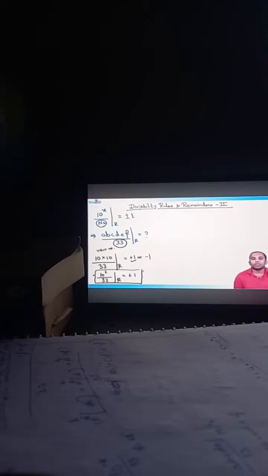If 10 square by 33 is giving me a remainder of plus 1, that basically means every multiple of 10 square on dividing by 33 will give me a remainder of plus 1 only. That means 10 raised to 4 by 33, what is the remainder? Same, it is plus 1 only, because 10 square into 10 square by 33 gives remainder 1 into 1, 1 only. Similarly, 10 raised to 6 by 33 is also 1. Like that, every multiple of 10 square.